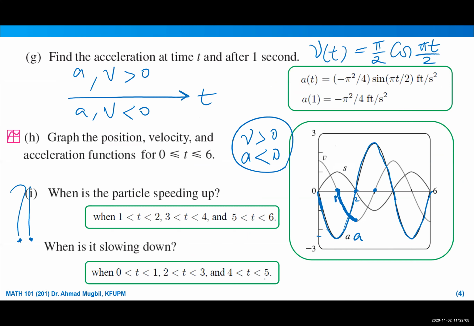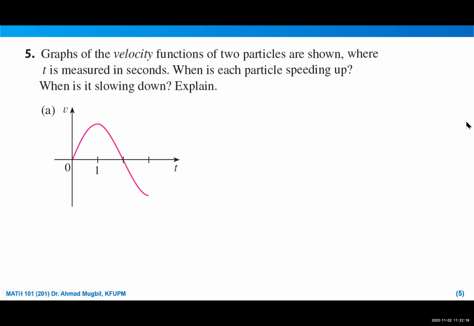You can, for example, look from 4 to 5. From 4 to 5, it will slow down. Why? This is 5, and this is 4. From 4 to 5, I think we have an example. It will be much easier to illustrate it from here. We have another example here.